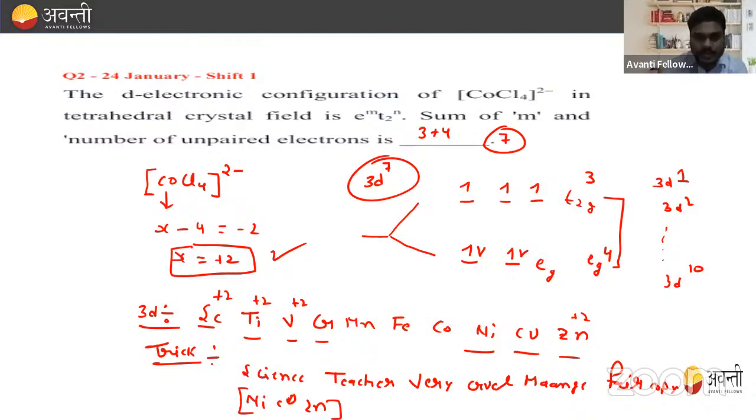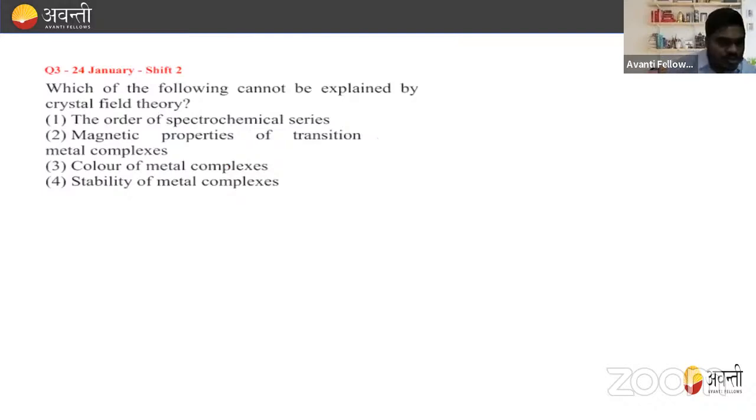Okay, now move to the next question: which of the following cannot be explained by the crystal field theory? The order of the spectrochemical series can be explained by this. Magnetic properties of the transition metal are also explained by this. The next one, color of the metal complexes, is also explained by this theory. So the remaining option is option number 4, that is stability of the metal complexes, which cannot be explained by the crystal field theory.